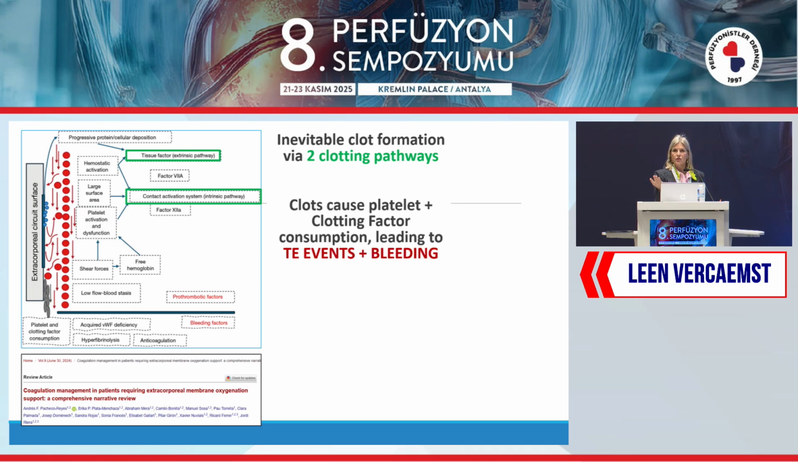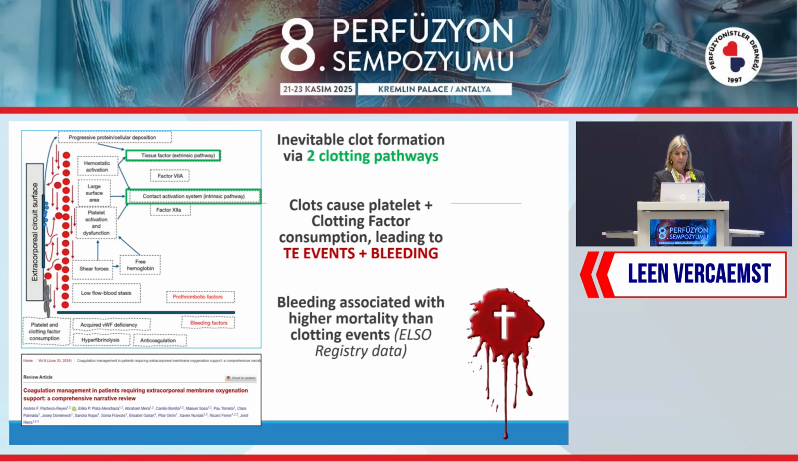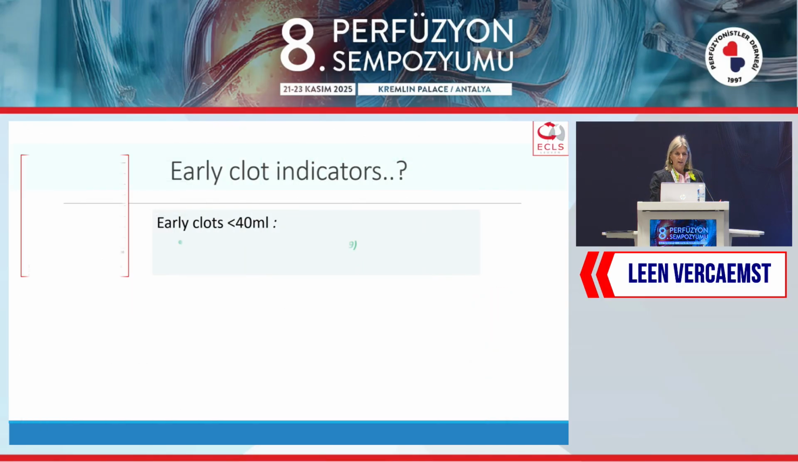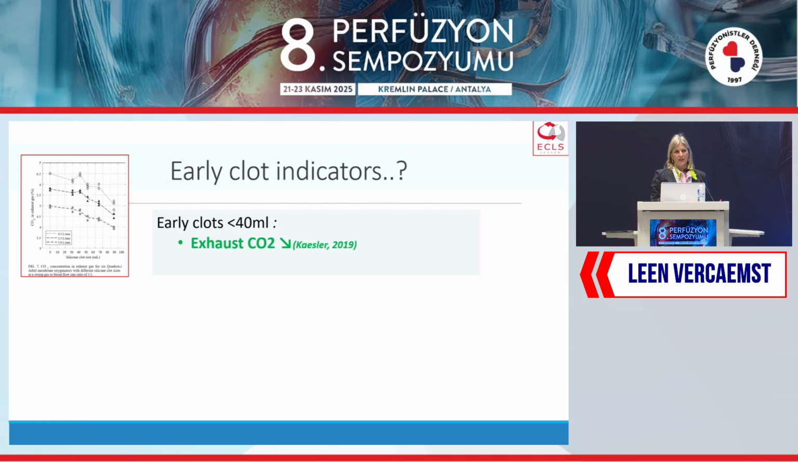The clots cause platelet and clotting factor consumption, leading to thromboembolic events, but also, and maybe more importantly, to bleeding. And bleeding is associated with a higher mortality than clotting events. So, but it's all related. If you have a clotted circuit, you'll have a bleeding patient. So maybe we have to look for these clots earlier than we can see them.